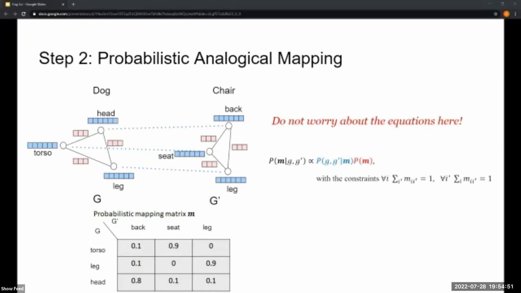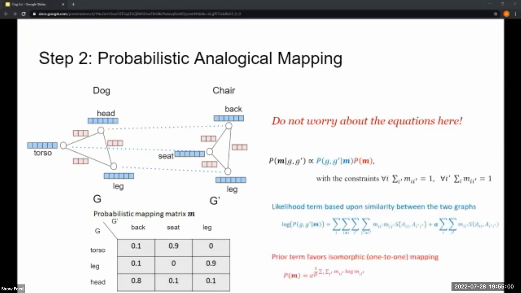You don't have to worry about the equations here, but the idea is that to get this probabilistic mapping, we use a Bayesian inference method where the likelihood term comes from the similarity between two graphs. The similarity is composed of both node similarity and edge similarity. We also have a prior term, which favors one-to-one mapping.